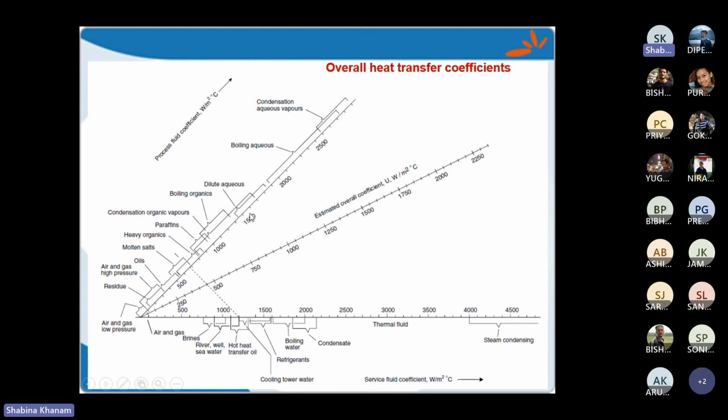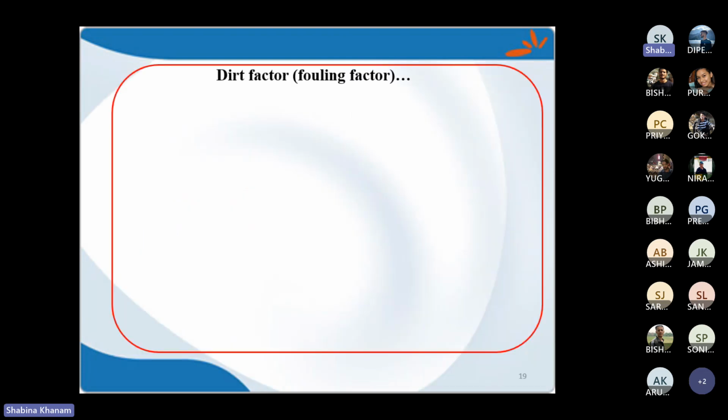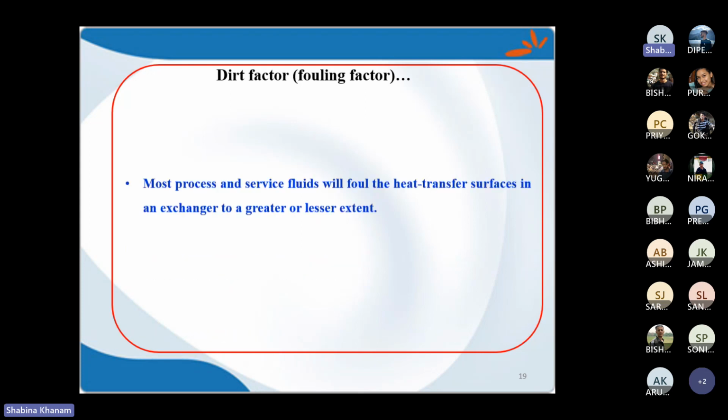So for any section you can take, just consider the middle of that and the middle of that, join these two lines, and wherever it cuts this middle line, you can consider that as the assumed value of overall heat transfer coefficient. In this way you can decide the U value, and with this U value you need to decide the dirt factor, and the Hi and Ho values. So dirt factor, how can you decide?